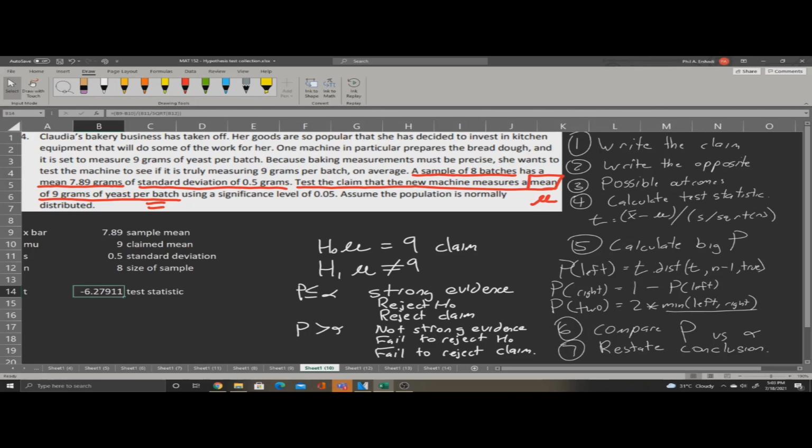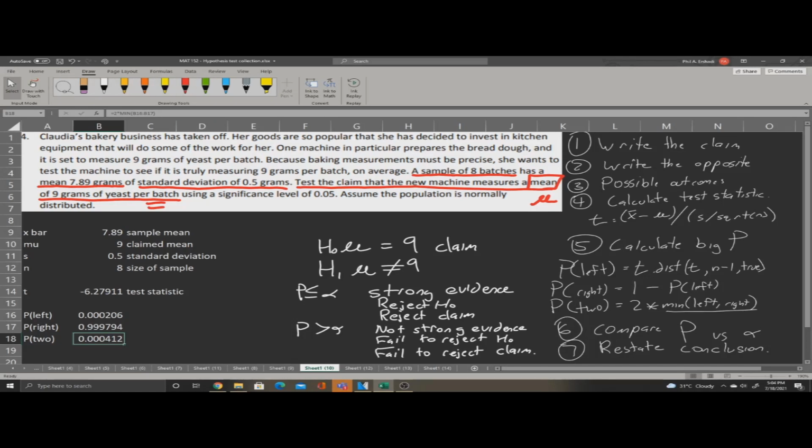Now that we have the test statistic, we calculate big P. We'll make places for that as well. The left-tailed big P will be t.dist. Click the test statistic, comma, n-1, comma, true. For right tail, we would do 1 minus the left tail. And for two tail, we would say 2 times whichever of the 2 tails is smaller. This gives us a two-tailed value of 0.000412.